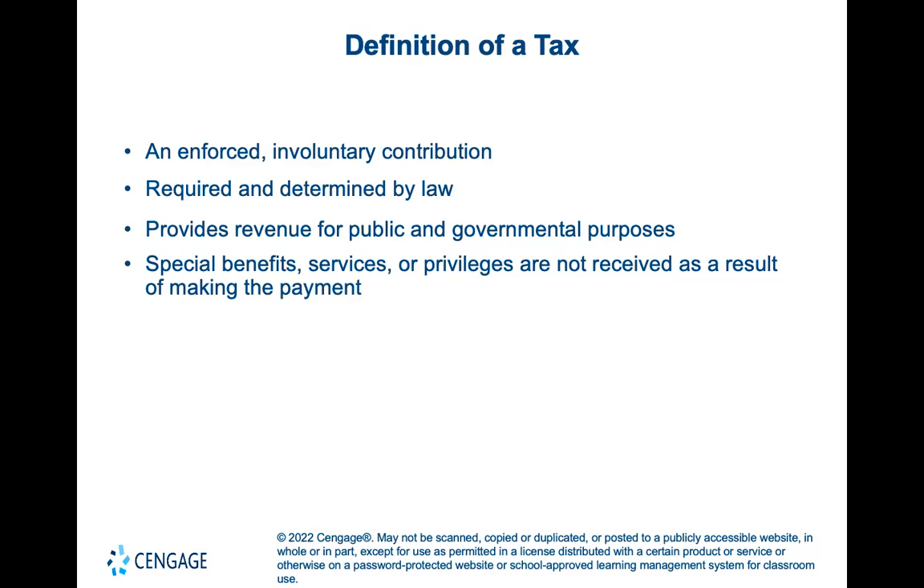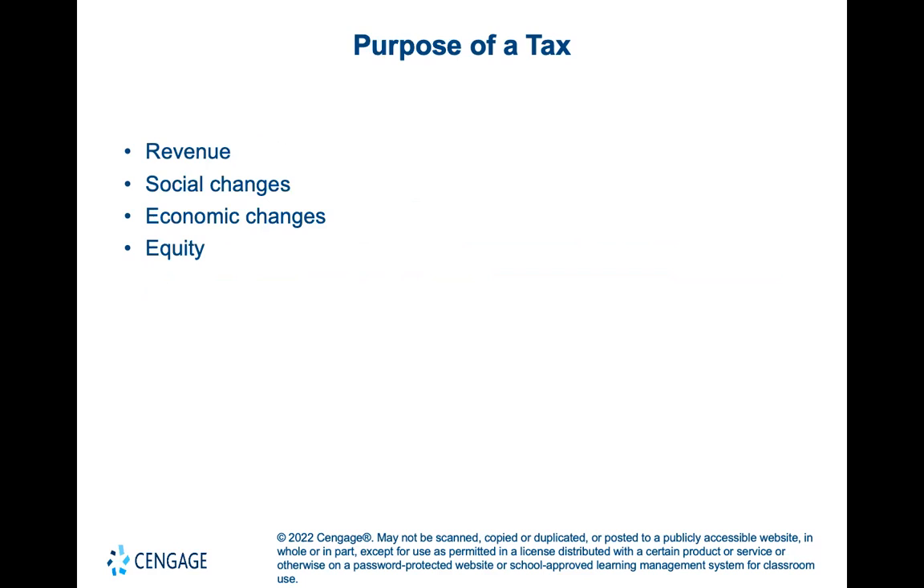So, definition of a tax. An enforced involuntary contribution required and determined by law. Provides revenue for public and governmental purposes. Special benefits or privileges are not received as a result of making the payment. So the purpose of a tax: revenue, social changes, economic changes, and then equity as well.